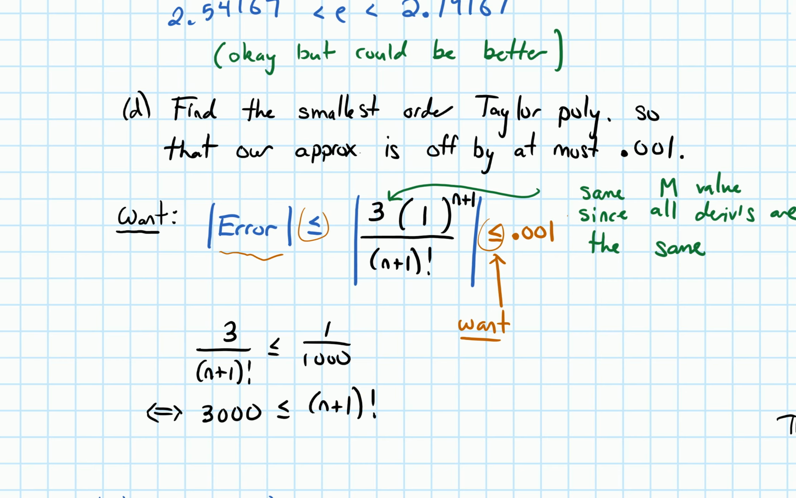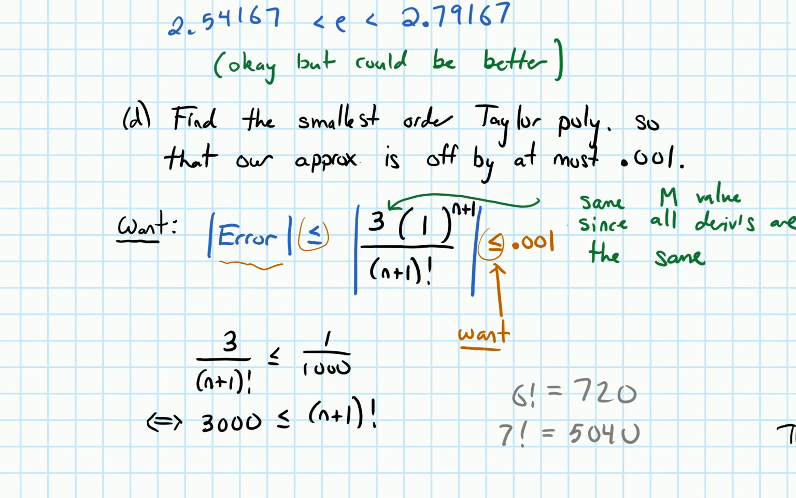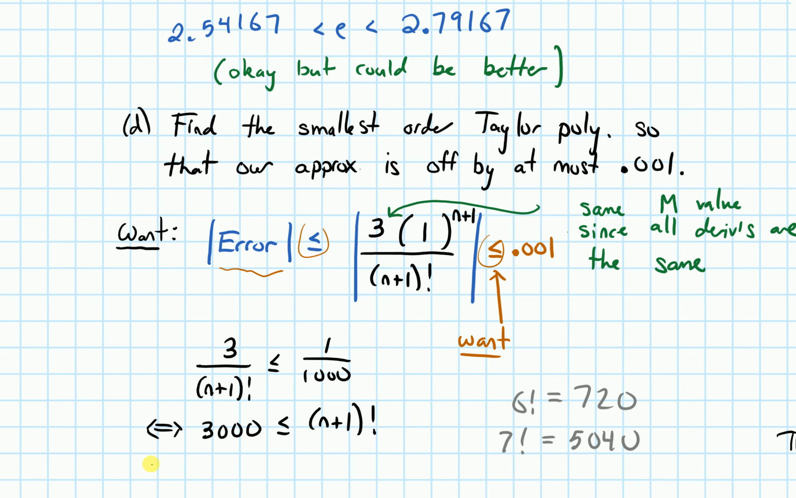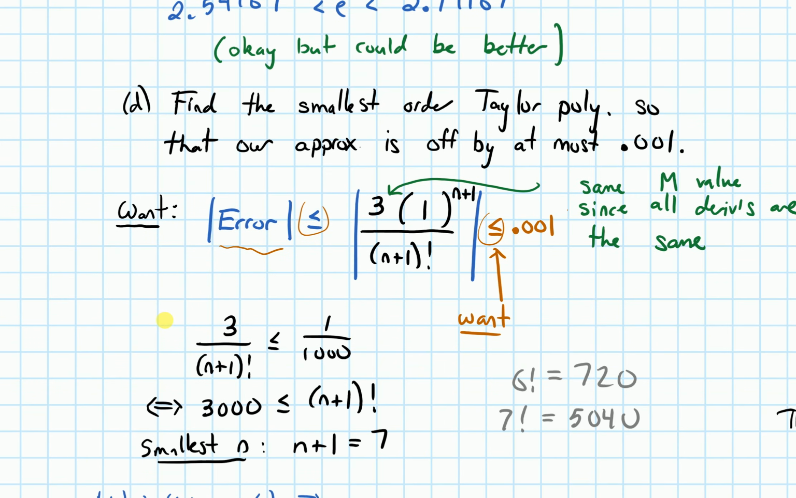So I need to know what's the smallest factorial that ends up exceeding 3,000. So we know that 6 factorial, if we work it out, is 720. 7 factorial is 5,040. So having 7 factorial will get it done. Okay, actually, I don't want to go down there just yet. So at this point, we are ready to say what the smallest n would be. We would need n plus 1 to be equal to 7. And if n plus 1 needs to be 7, that means that n would have to be 6. And that's our answer there.